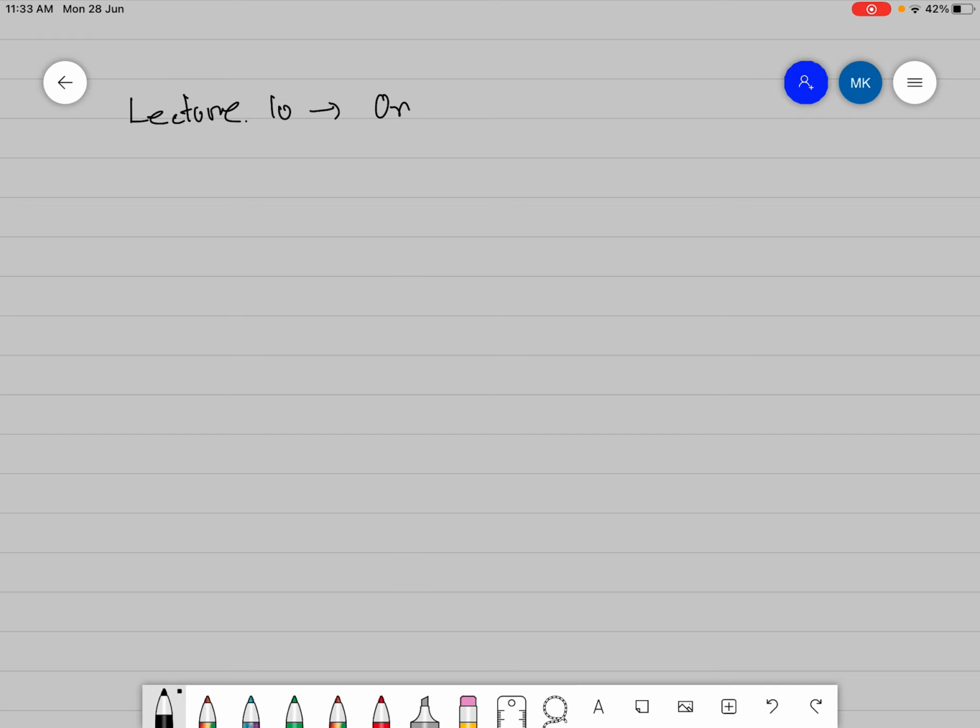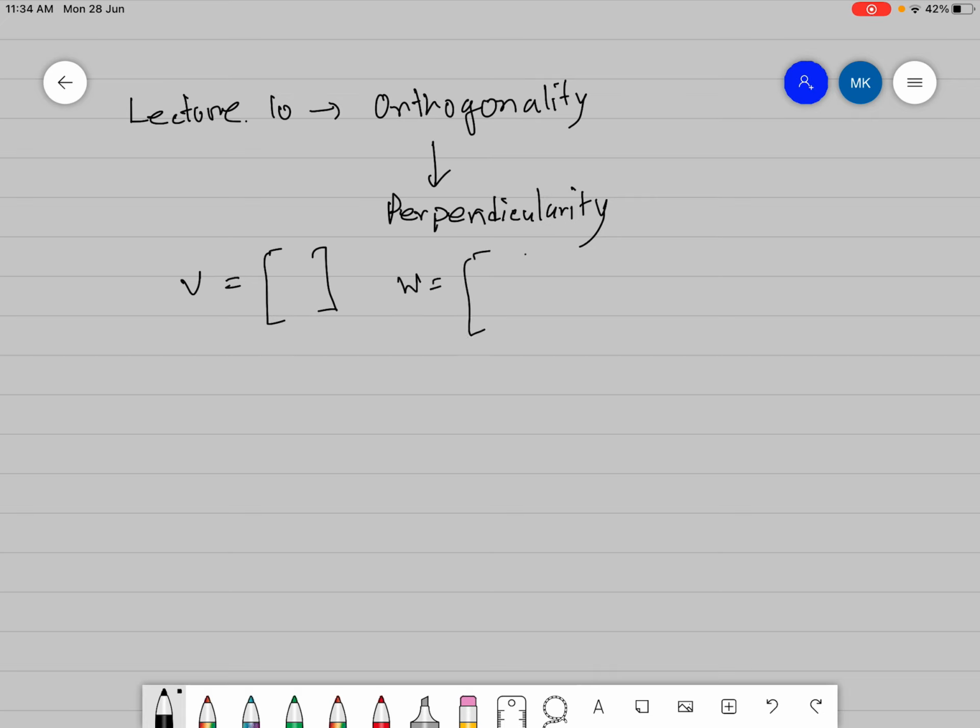This lecture is about orthogonality. Orthogonality is basically a synonym for perpendicularity. So two vectors are orthogonal if they are perpendicular. Now how do we check if two vectors are orthogonal? Two vectors are orthogonal if the dot product is 0. Let's say you have two vectors v and w. They are orthogonal if their dot product v dot w is equal to 0.